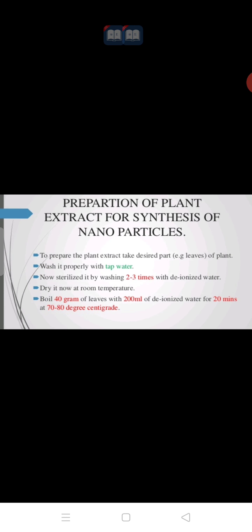Preparation of plant extract for synthesis of nanoparticles. Again, one more, you have to prepare the plant extract for the synthesis of nanoparticles. To prepare the plant extract, take the desired part of the plant, it may be leaves, wash it properly with tap water. Now sterilize it by washing 2 to 3 times with deionized water. Dry it at room temperature. Boil 40 gram of leaves with 200 ml of deionized or distilled water for 20 minutes at 70 to 80 degrees centigrade. This is the method for the extraction of plant for the synthesis of nanoparticles.